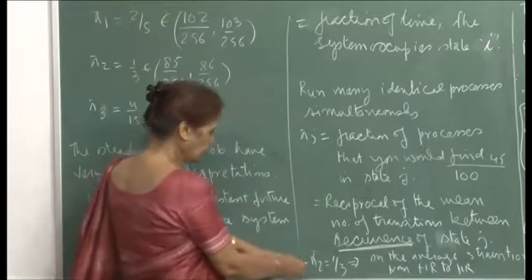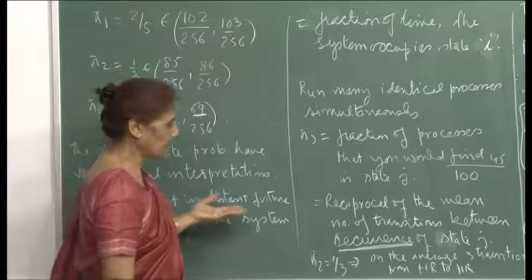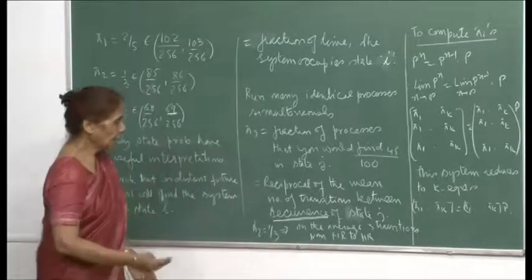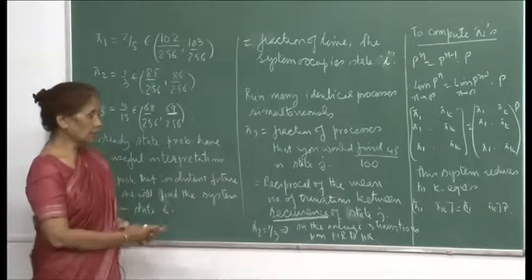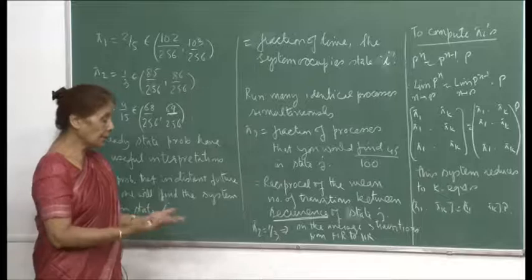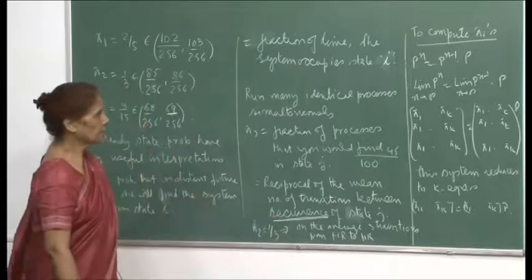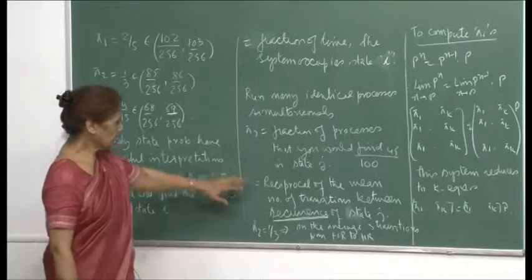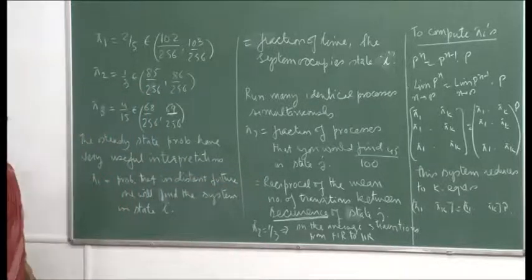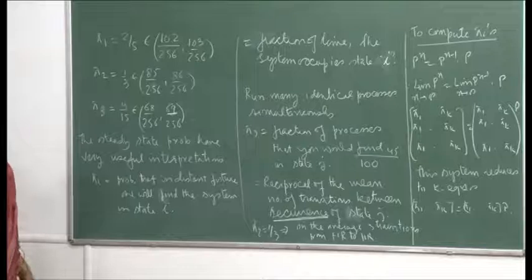So, for example, since pi 2 is 1 by 3 and pi 2 is our HR section, we are saying on the average 3 transitions will be required for this particular employee to go from HR to HR. That means, if he starts his career in the HR, human resource section, then on the average he would require 3 transitions to get back to HR. There are so many interpretations that we can give, and then we will see how we make use of these steady state probabilities to analyze these processes further.